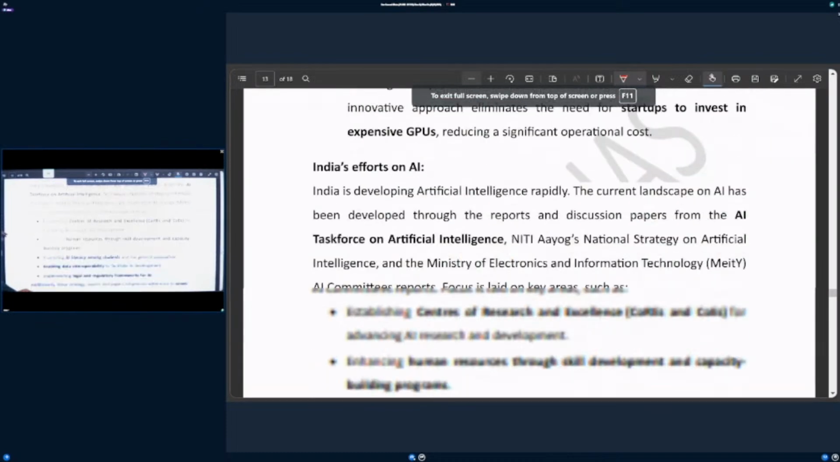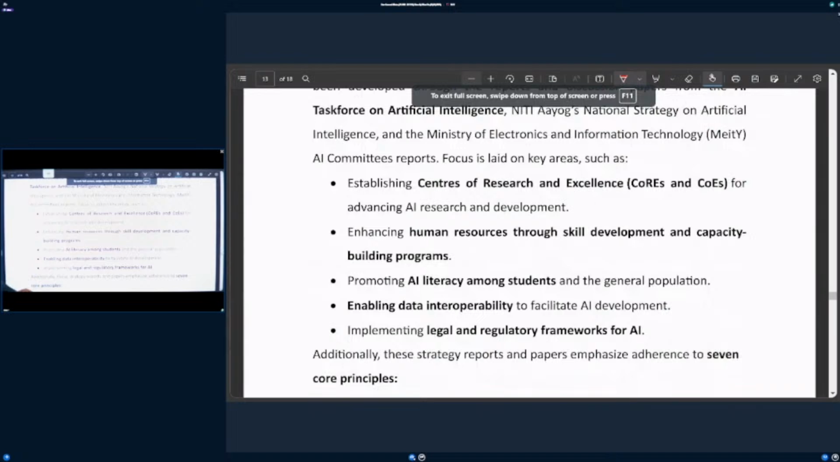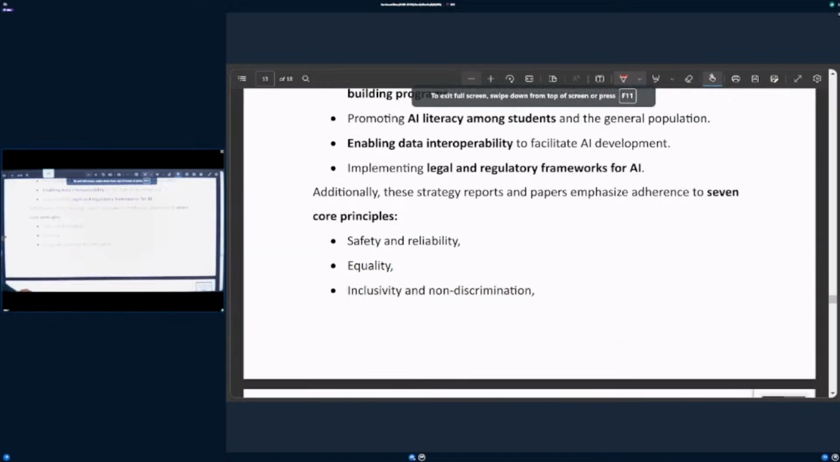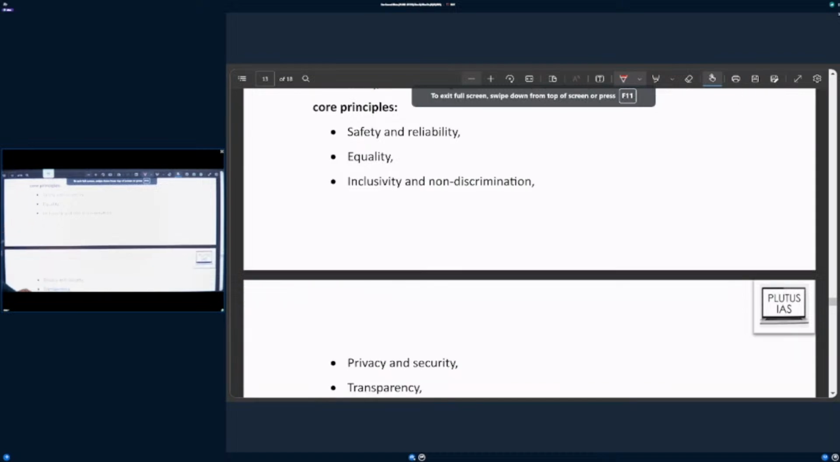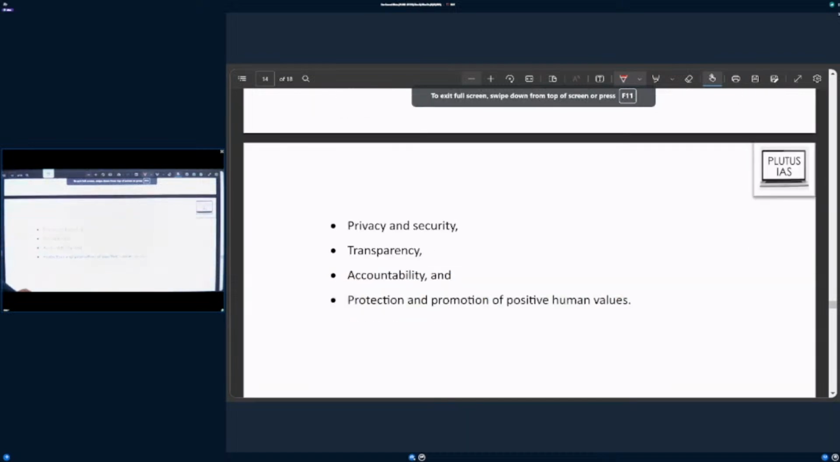बाकी ये कुछ प्रोग्राम है, देख लेना. आपका सेंटर फॉर रिसर्च एंड सेंटर फॉर एक्सीलेंस, ह्यूमन रिसोर्स प्रमोटिंग एआई, एंड द प्रिंसिपल्स. देयर आर 7 कोर प्रिंसिपल ऑफ इंडियाज एआई जर्नी. सेफ्टी एंड रिलायबिलिटी, इक्वालिटी, इंक्लूसिविटी एंड नॉन डिस्क्रिमिनेशन, privacy and security, transparency, accountability and protection. मुझे नहीं पता इनमें से कितना मानते हैं, but nonetheless these are the 6 core principles of India's AI journey.